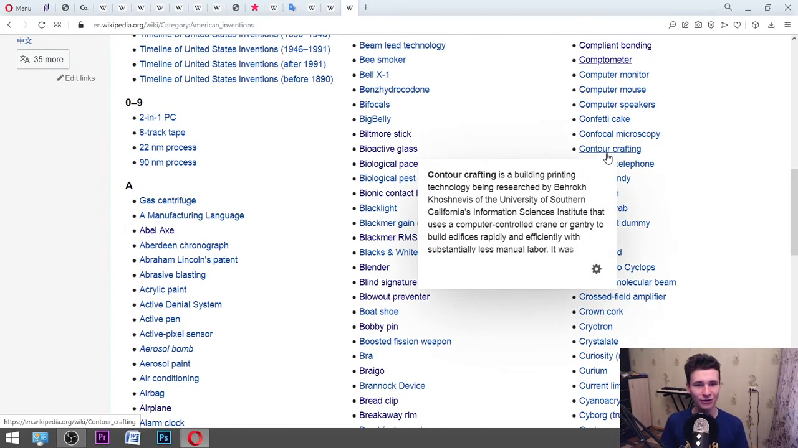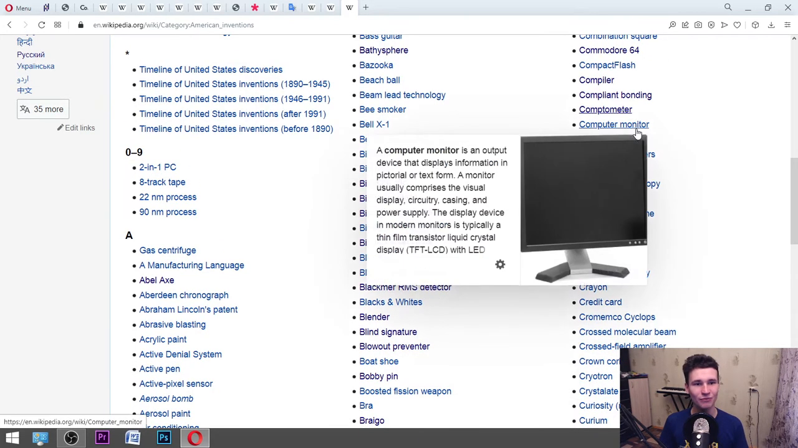Contour crafting also we have. Okay, next, computer monitor is an output device that displays information in pictorial or text form. Okay, TFT, LCD, LED, and also we have them.